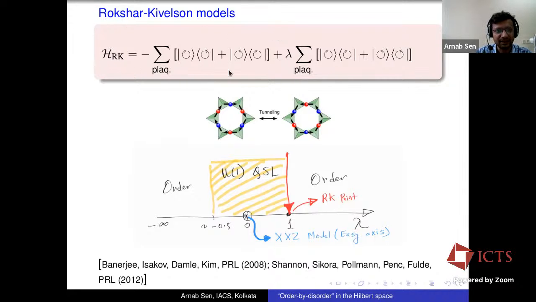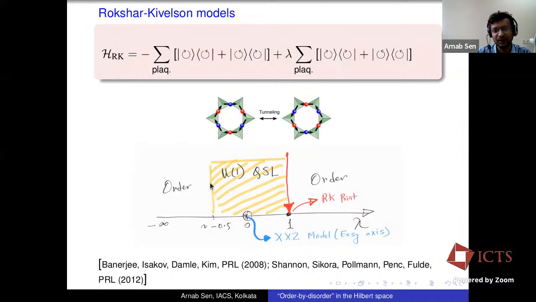So there is this kinetic term here, which flips the fluxes. And there is this potential term here, which just counts the number of elementary plaquettes which have either clockwise circulation of these fluxes or anti-clockwise circulation. And there's this tuning parameter lambda. Okay. And of course, by tuning lambda, one can drive interesting phase transitions and access interesting phases in such models.